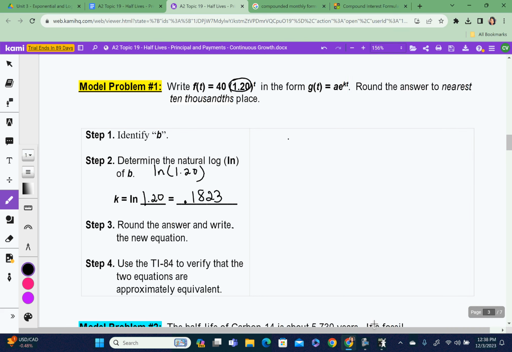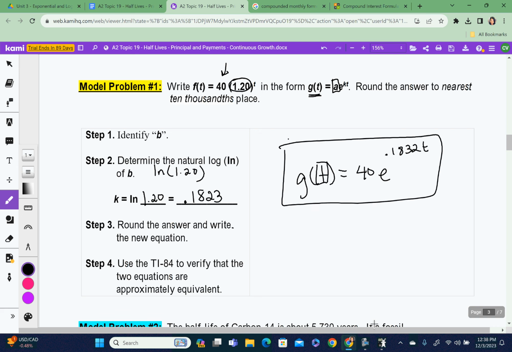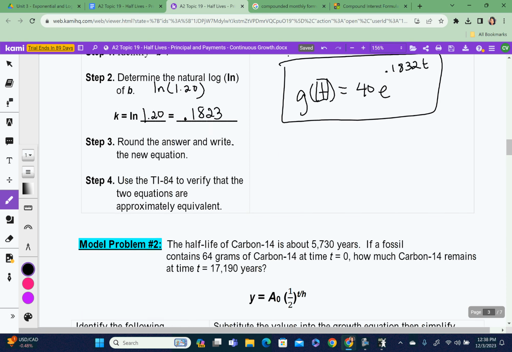Good. So now I'm going to write my new equation. I have g of t, because they want us to write it with g of t. Then I'm going to put my original amount. My original amount was 40. It's the number in front. So I'm going to put a 40. Then I'm putting an e next, because now it's going to get compounded continuously. And the number that I just found is 0.1823. And they want us to use the variable t, because this is our variable here. Okay, so this is our equation. If it's not going to be compounded annually, but compounded continuously, this is how you would do that problem.